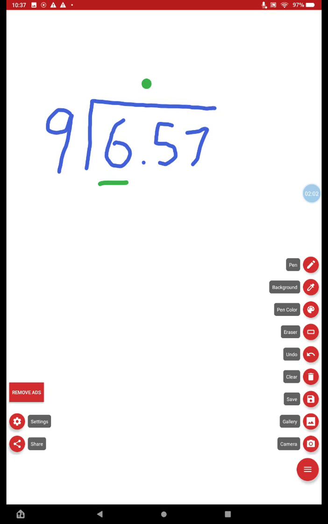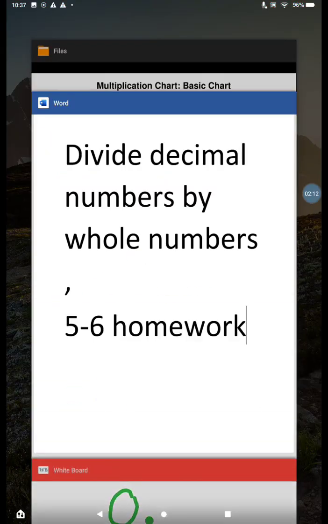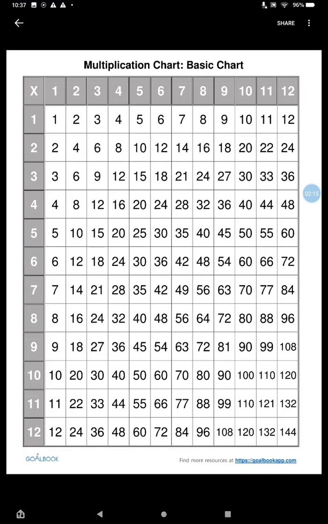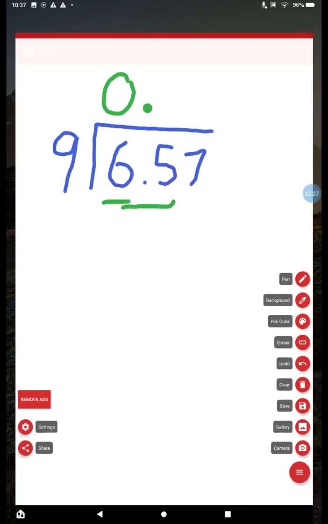Can 9 fit inside of 6? No. Go to 0. Go over to 65. Can 9 fit inside of 65? Remember, use your tens chart if you need help. Go to the 9 and go down. Do I see 65? No, but I see 63. That's pretty close, and it's right under. 9 times what equals 63? 9 times 7 equals 63.